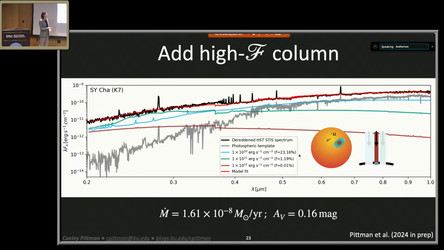And just to note here the filling factors for this. So this is the percentage of the stellar surface covered by each column. So generally, the low energy flux density column will cover a much larger surface than the high energy flux density column. So this is the difference between 23% and 0.01%. But you can see that the difference in the flux isn't that crazy.